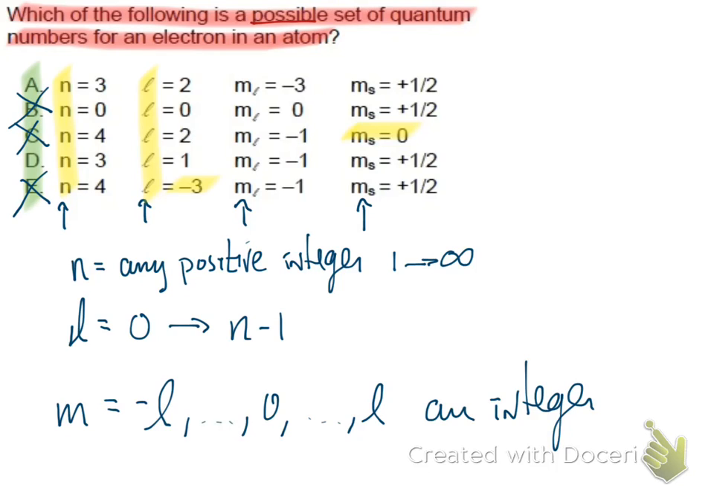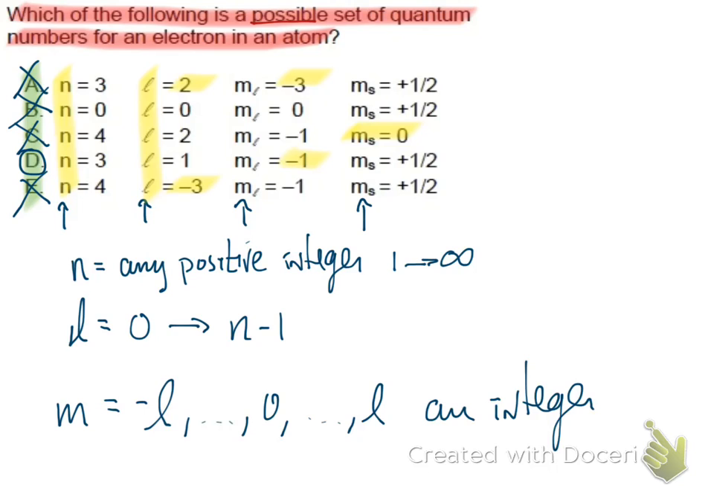So let's have a look at what we got here. We're trying to decide between choices A and D. Here we can see in A that's an incorrect choice because ml is greater than the negative value of l. So that one's ruled out. This leaves us with D as our proper choice. We can check it real quick.